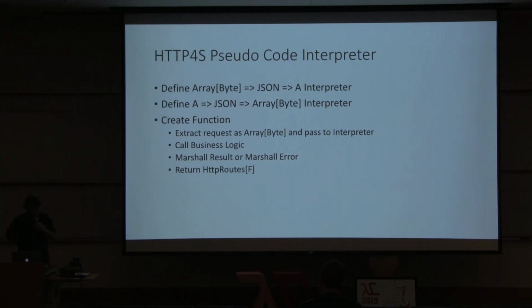Extract the request as an array of bytes, and then pass that to the interpreter. It would then call the business logic, which is your input types, so whatever function you provided, your I to your either of E or L. It would then marshal the result or marshal the error, and then this is all encapsulated in an HTTP route.